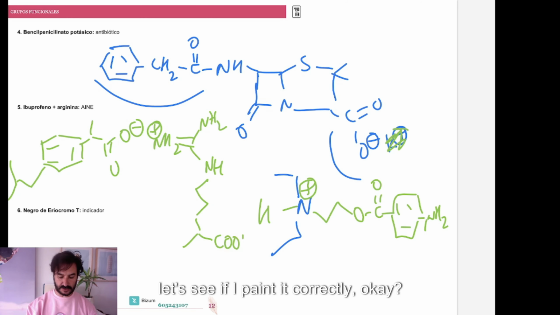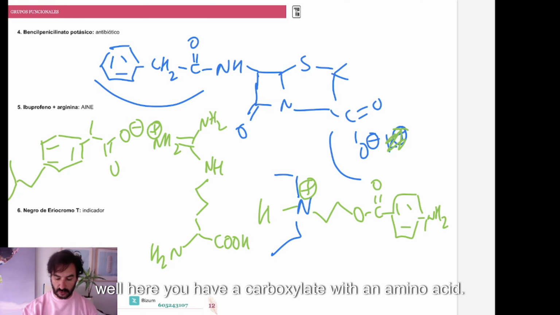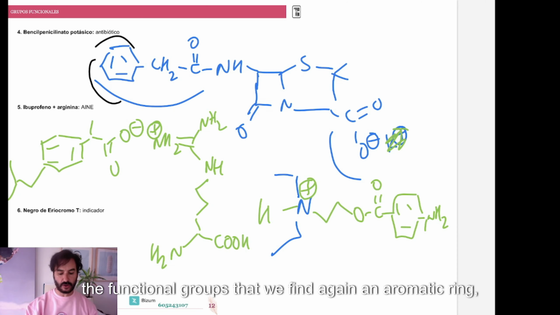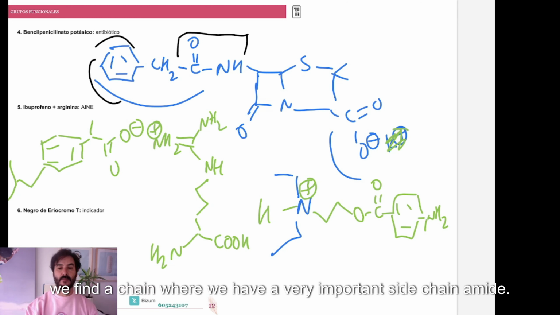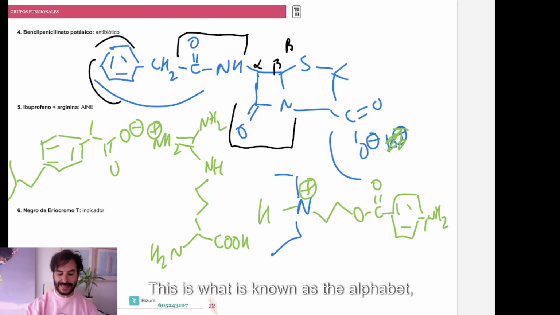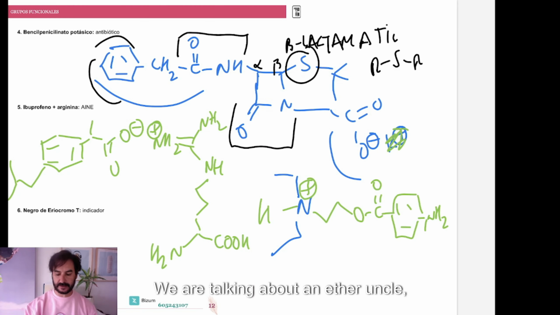Let's see if I paint it correctly, okay? And as I told you, this is an amino acid. Here you have a carboxylic acid with an amino group. Here I have told you the groups, we are going to put them in black. The functional groups that we find: again, an aromatic ring. We find a chain where we have a very important side chain. This is what is known as the beta-lactam, and it is very important for the pharmacophore group. This would be a sulfur with two radicals, a thioether.